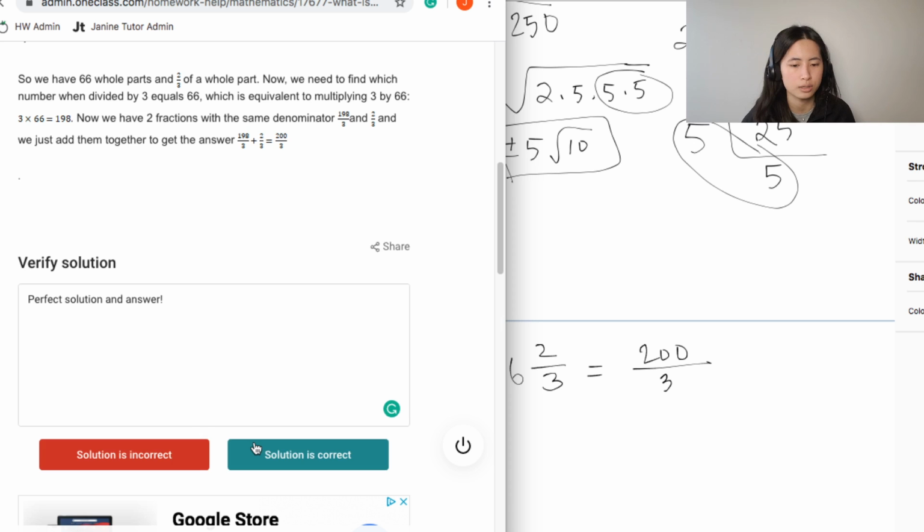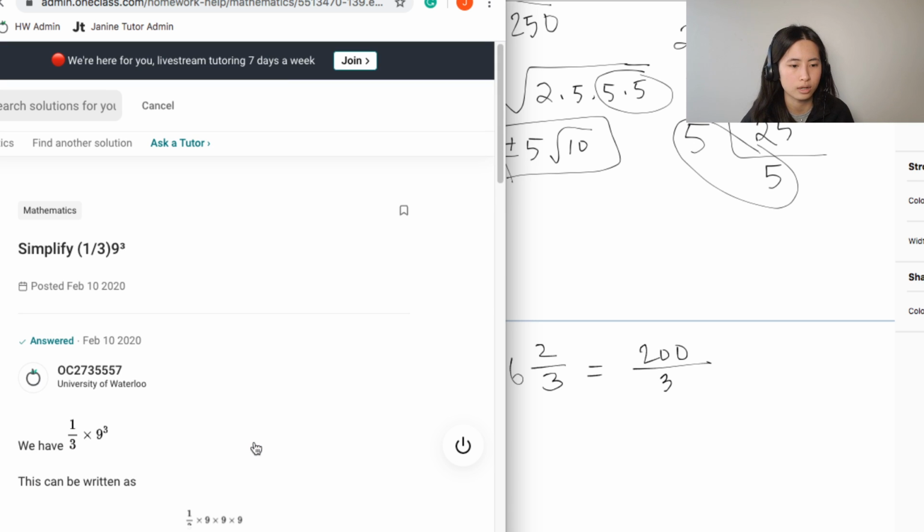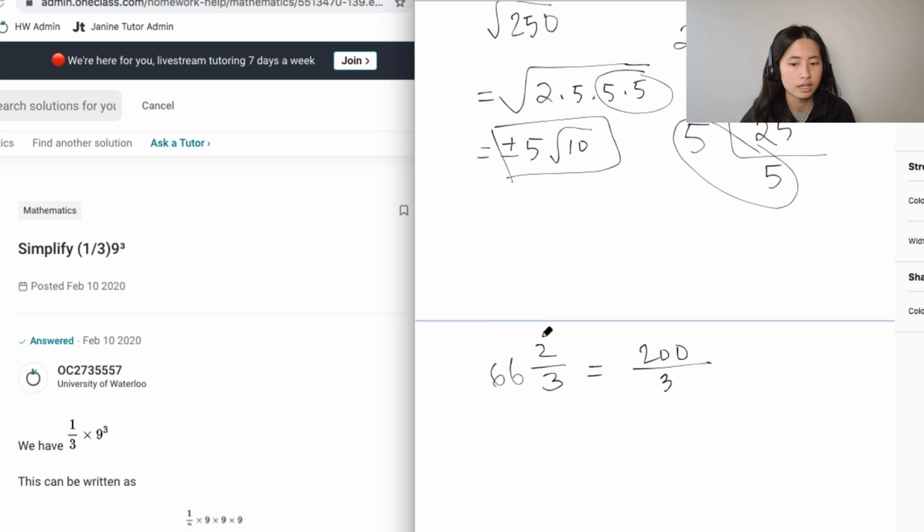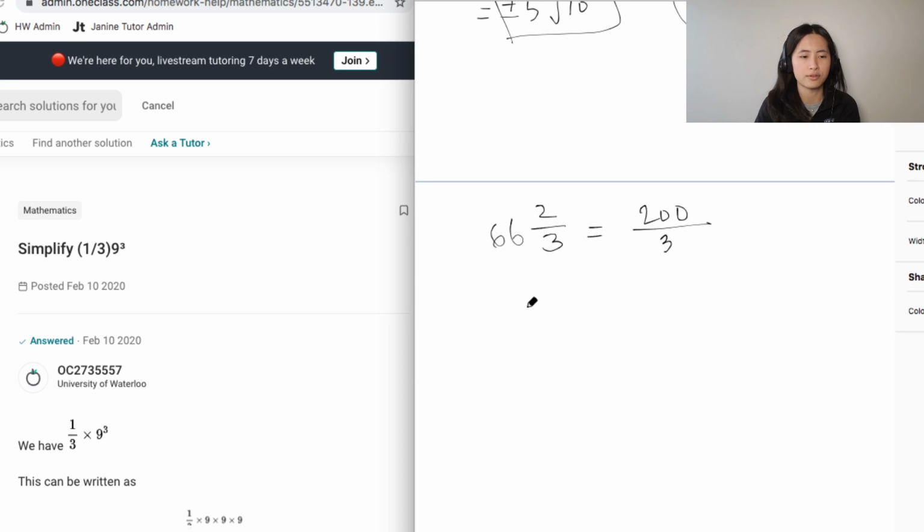Okay, so the solution is correct, as well as the answer. Great, so let's move on to simplifying fractions. So we have 1 over 3, and this is basically multiplied to 9 cubed, right?